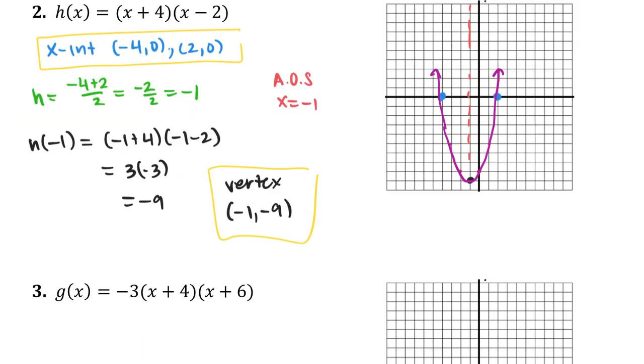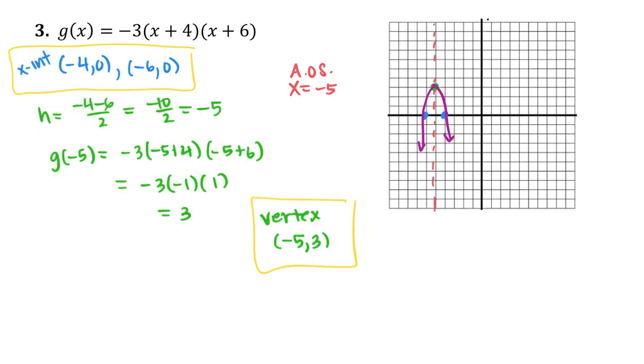Okay, for 2, x-intercepts negative 4, 0, and 2, 0. I used the axis of symmetry just to check my work. My vertex is negative 1, negative 9. The a value, there's nothing there, so it's a 1. So I went right 1, up 1, and right 2, up 4, just to check my answer.